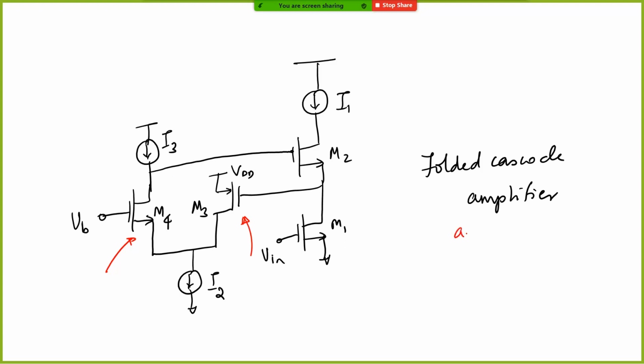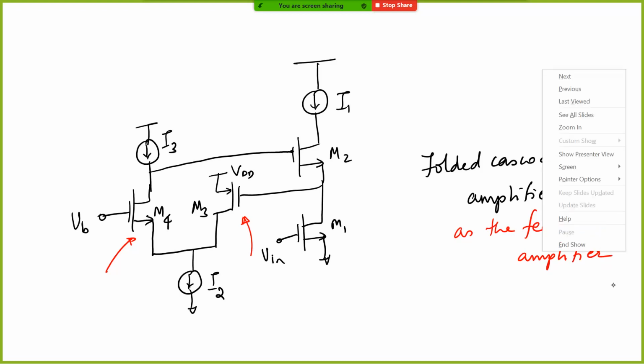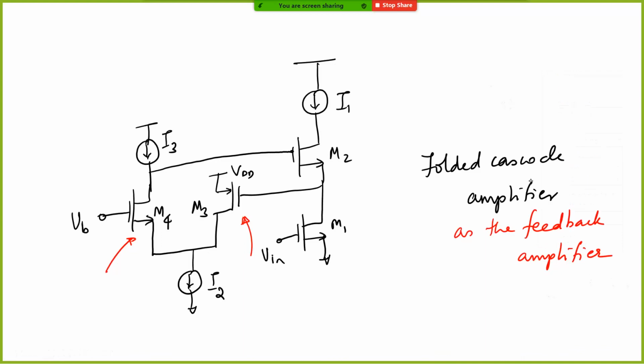And a folded cascode amplifier is used as the feedback amplifier. All right, so this whole thing is called a gain boosted op amp, or it is also called a regulated cascode amplifier. Now we will not go into very detailed analysis here, just enough for us to understand that this whole arrangement is going to give us a very high output impedance, and we have seen the approximate expression for the output impedance.